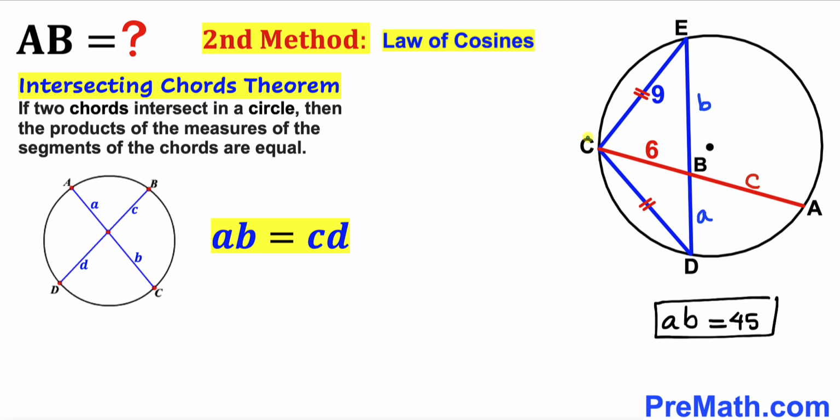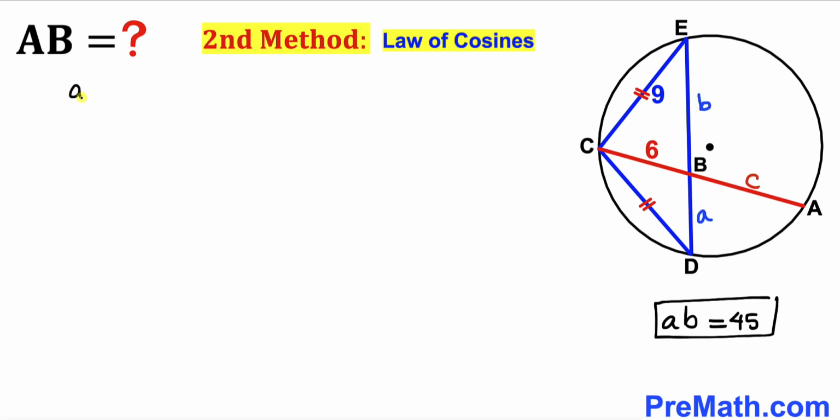And here we got these two chords AC and ED, and they intersect each other at this point B. So therefore the product of A times B is going to be equal to 6 times C. So therefore let me write down A times B equal to 6 times C. But we know our A times B value is 45 that we figured out in our previous step. So let me go ahead and substitute this one by 45 equal to 6 times C. Let's go ahead and divide both sides by 6 to isolate C.